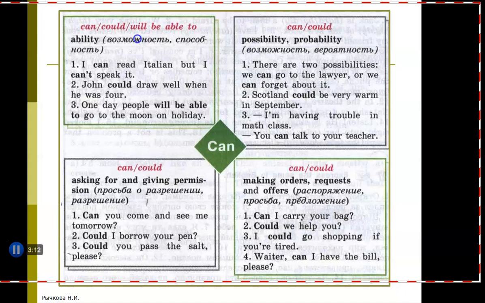Can, could: asking for and giving permission. Can you come and see me tomorrow? Could I borrow your pen? Could you pass the salt, please?